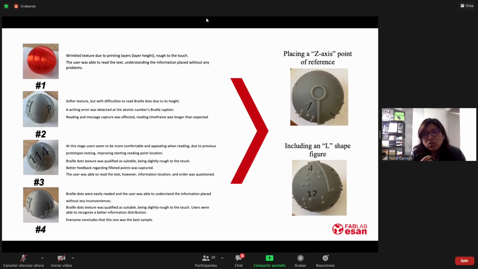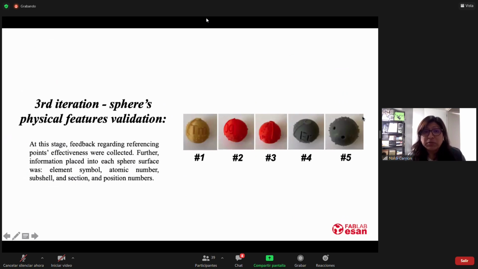In terms of the technology, we got a little feedback regarding some kind of wrinkles that they noticed. So we understood that for the other testing, we have to prove different qualities and change some parameters in terms of the 3D printing. So the idea was to prove that the reference in the Z-axis and the L-shaped form to guide the clockwise reading could be helpful, and to prove the quality of the 3D printing. So the third stage was to receive this kind of feedback.